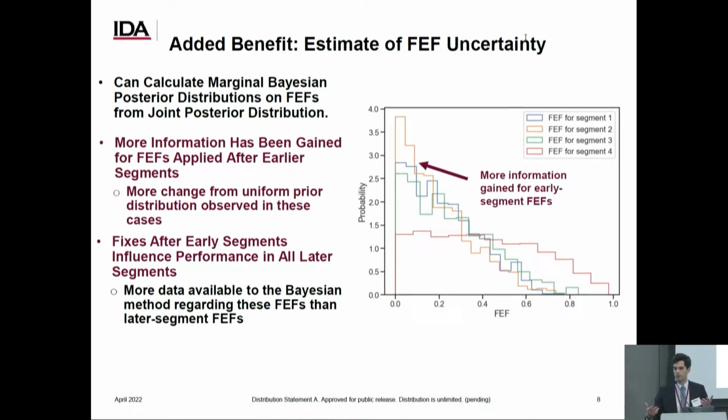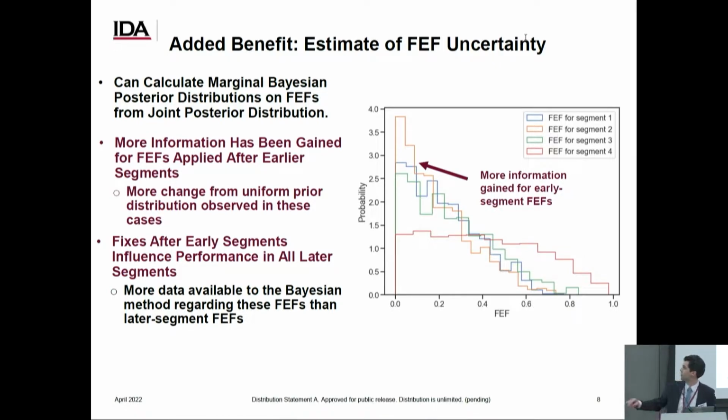And then finally, we can also obtain some information on what the fixed effectiveness factors were for each test segment. So in this case, a uniform prior was assumed for each FEF. The figure shows the marginal posterior distributions for the fixed effectiveness factors applied at the end of each segment. And as you can see, we've gained the most information for the fixes applied after earlier segments.